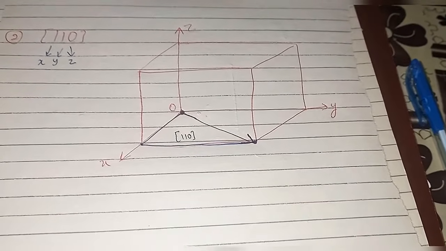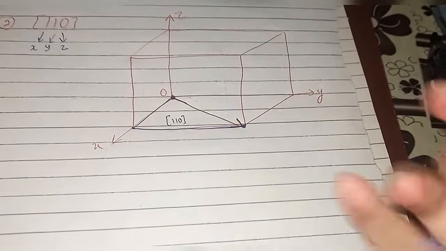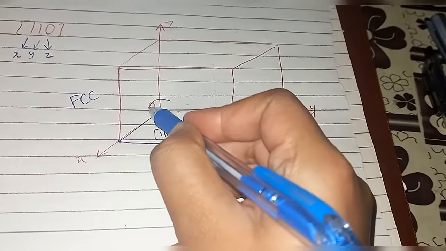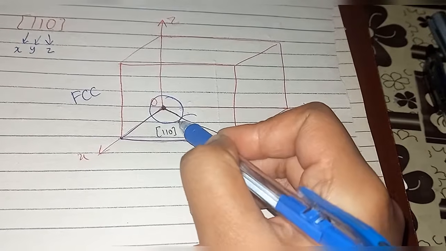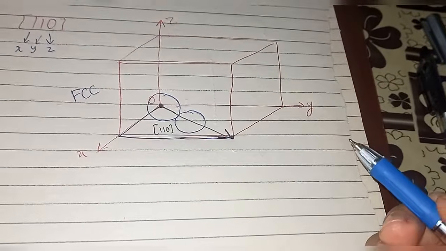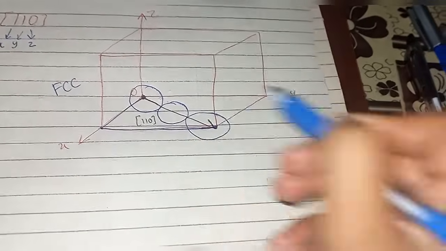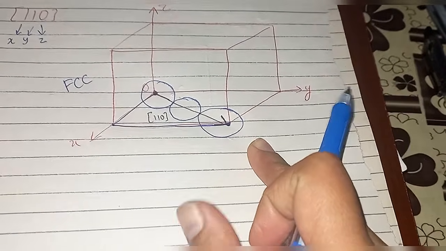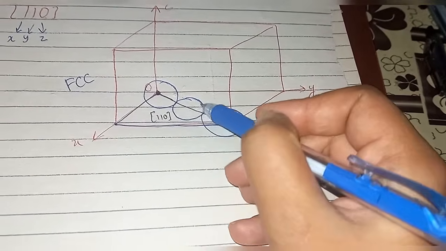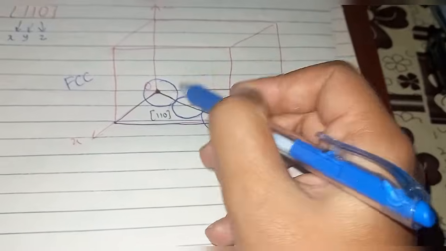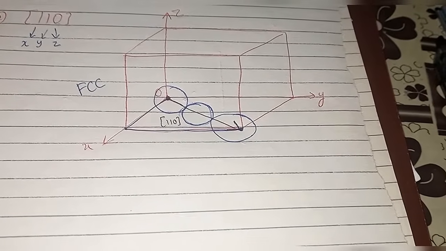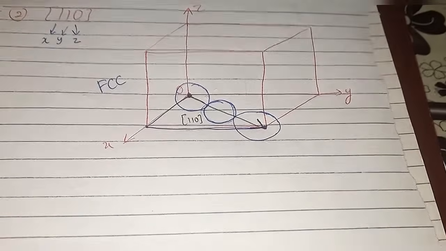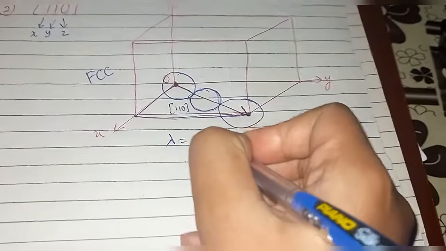Now we'll draw the atoms that possibly lie on this line. We know that this is an FCC lattice, and there is an atom right there, an atom in the face of the unit cell, which is this, and another atom at the corner, like that. These 3 atoms in the diagonal are completely attached with each other. There is no distance in between, no gap in between. None of the other atoms will lie on this line since it is a 2D line. So the formula is lambda equals capital N by L.